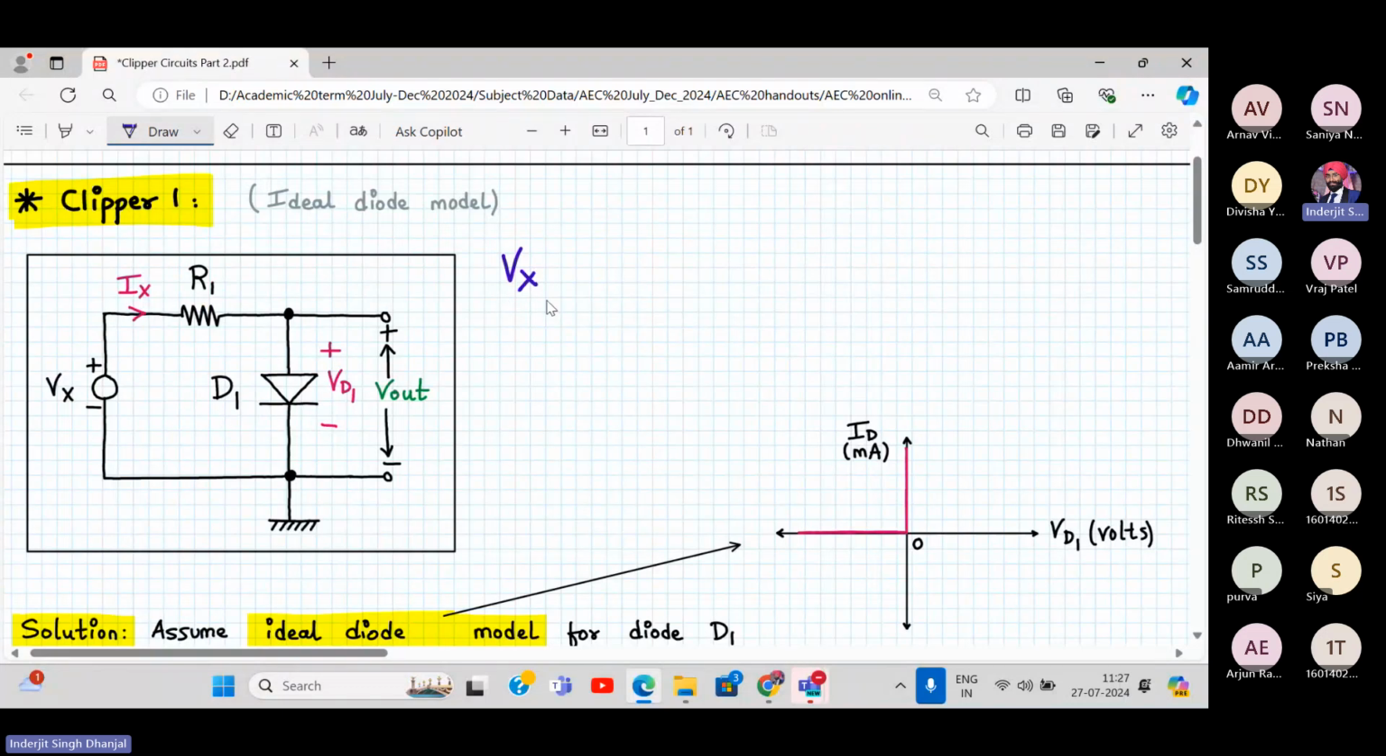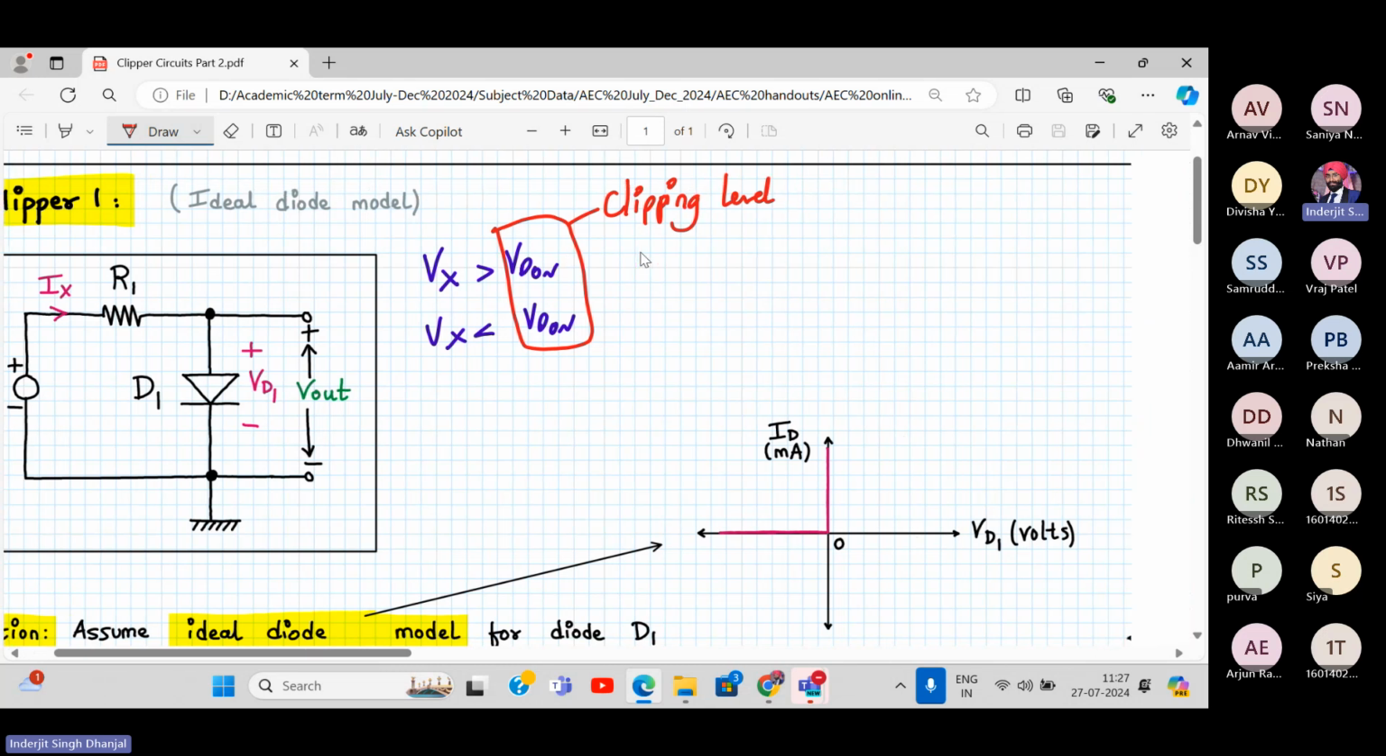Vx greater than Vd on or Vx less than Vd on. So what was my clipping level? This is my clipping level. So this clipping level I have to find for all the clipper circuits. And once we do that, our analysis becomes very, very simple. Okay, now let me show it to you.